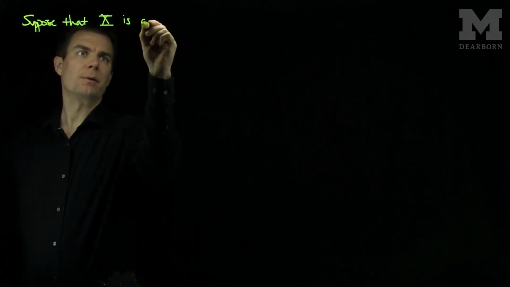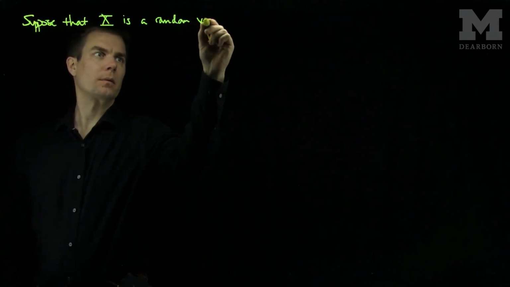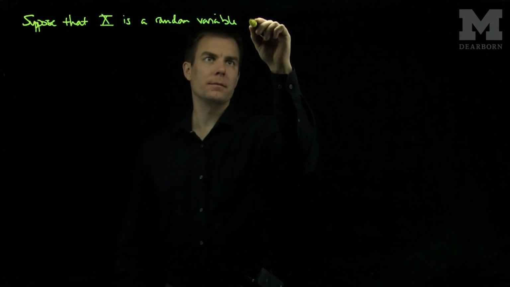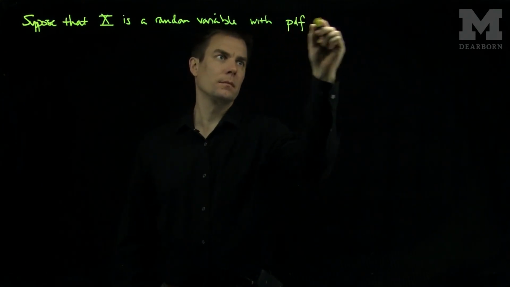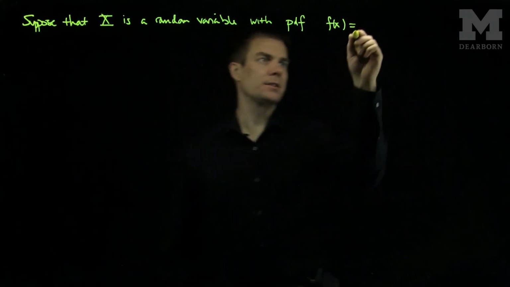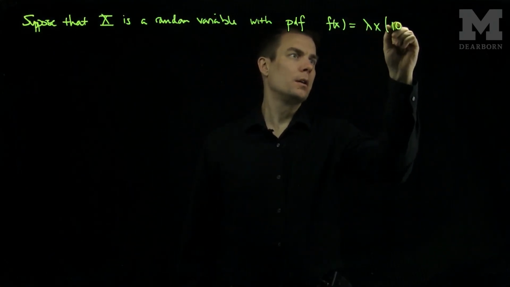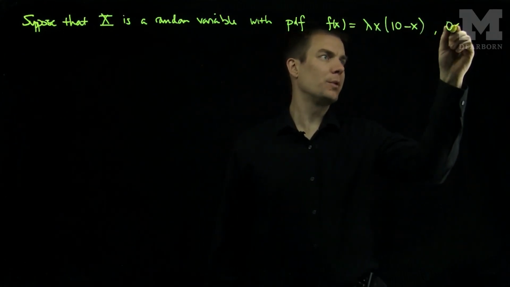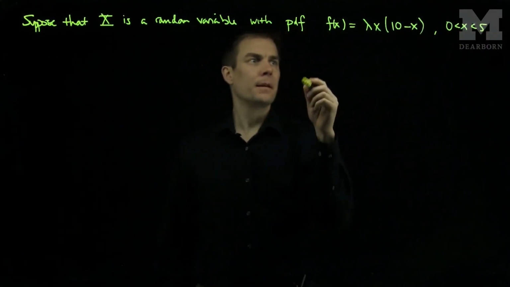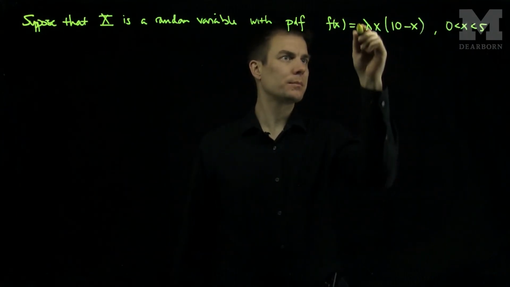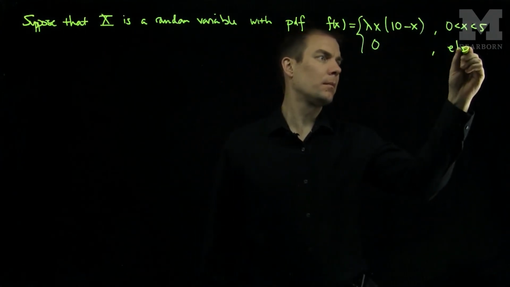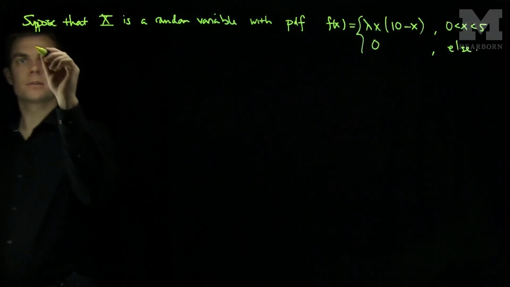Hello students, in this video we'll see an example of computing the mode of a random variable. Let's suppose that x is a random variable with PDF f of x is lambda x (10 minus x) for x between 0 and 5, and 0 everywhere else. Let's compute the mode of x.